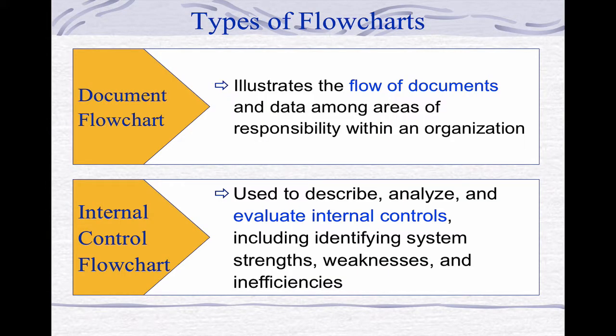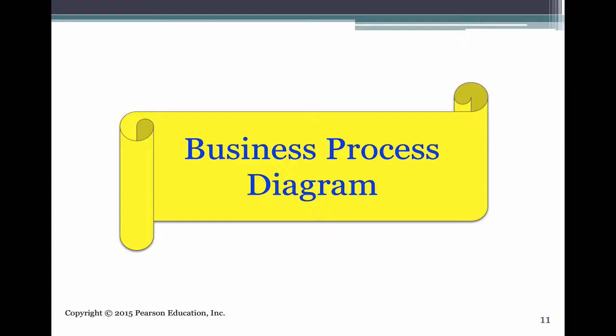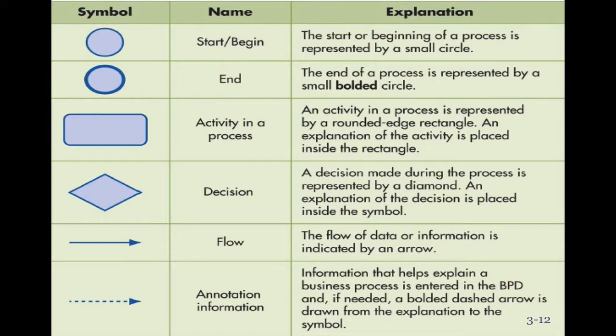Here I explained briefly the different types of flowcharts, and the last point in the chapter is the business process diagram. Here we don't talk about data or documents so much as processes. It also has a very small set of symbols that you can see here. The circles depict the beginning and the ending, and the thick circle shows the ending. Then we have the activity, decision, flow, and so on.